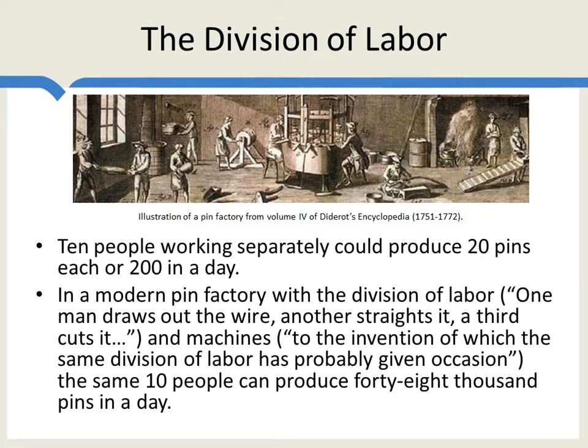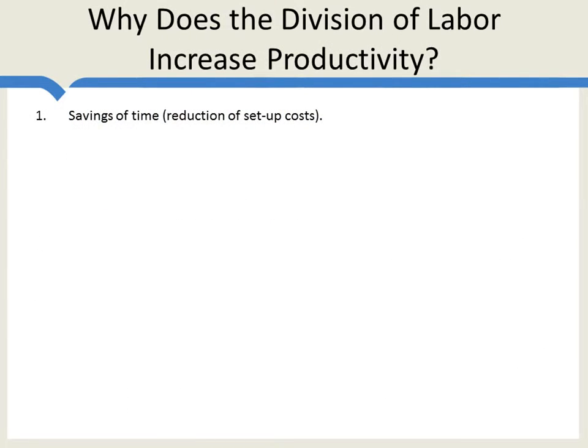It's for this reason that Smith thought that increasing the division of labor was absolutely critical to generating economic growth. Let's take a closer look. So why does the division of labor increase productivity? Smith gives us 3 reasons. First, the savings of time, as workers no longer have to move from one task to the other task to the other task. Reduction of setup costs. That's probably one of the more minor reasons.